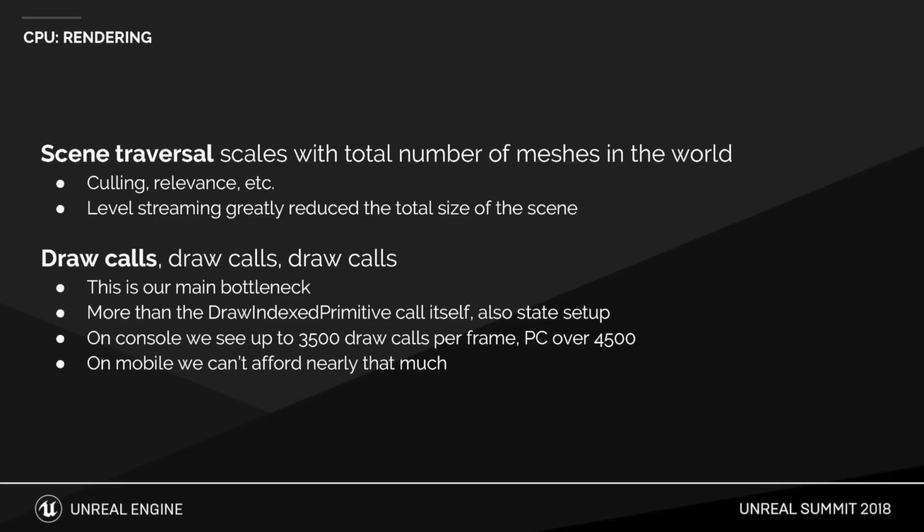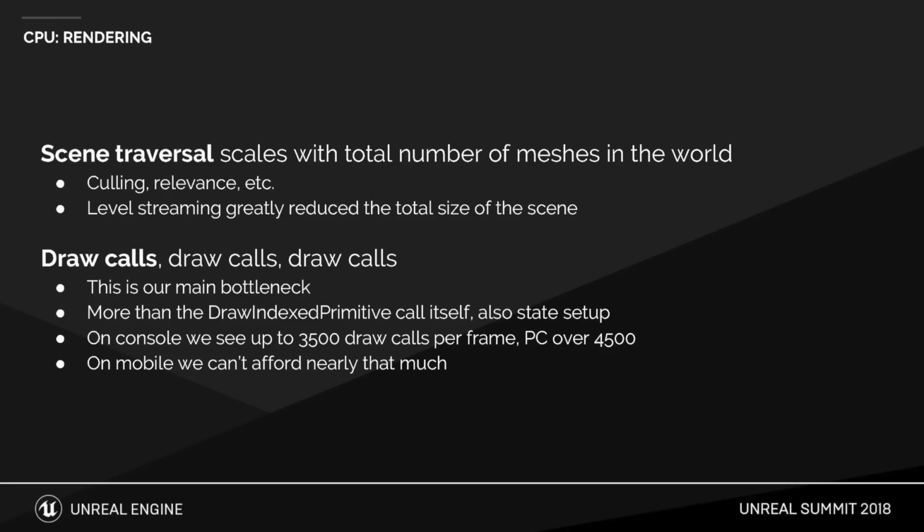On the CPU side, as I said, CPU is our biggest problem. The amount of time spent working out what you need to render scales by the amount of objects you have in the environment. So culling and calculating the relevance is one of the largest parts of that, which does scale to the number of meshes in the world. Using level streaming allows us to get rid of large amounts of objects from the world when we don't need them, when they're not near the player.